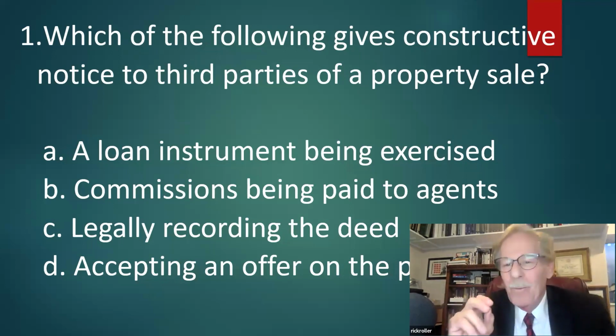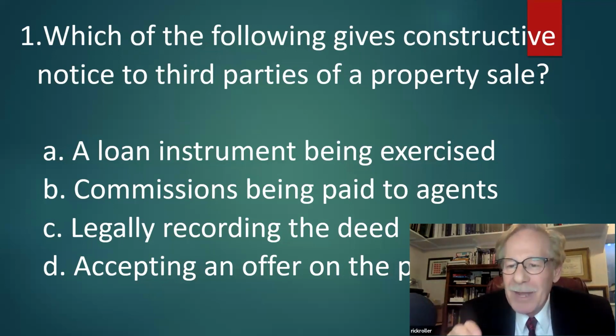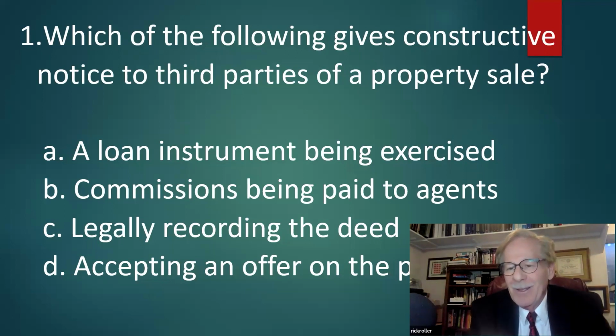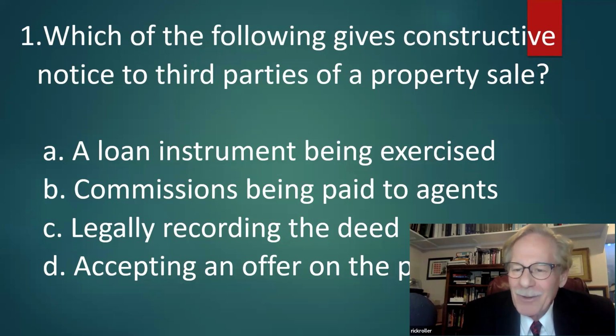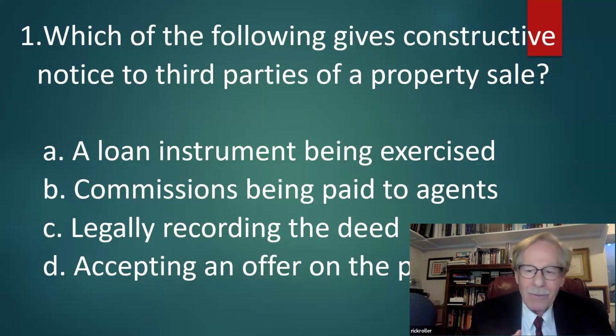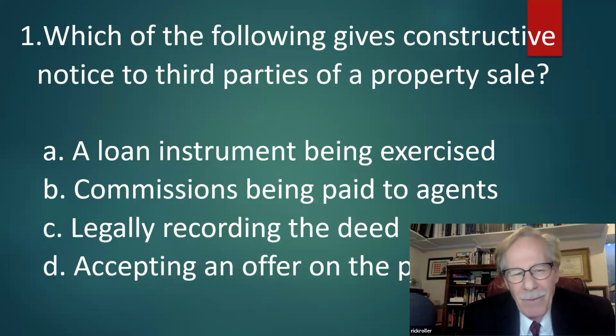Please understand, it's not a completion exam. You don't have to write an essay or fill in blanks. It is a multiple choice exam. The right answer is on there. It's going to be A, B, C, or D. So in this one, constructive notice. Is it a loan instrument being exercised? Exercised meaning maybe signed or put into effect. Nope, that's not it. Commissions being paid to agents? We like commissions being paid to agents, but that has nothing to do with constructive notice. How about C?